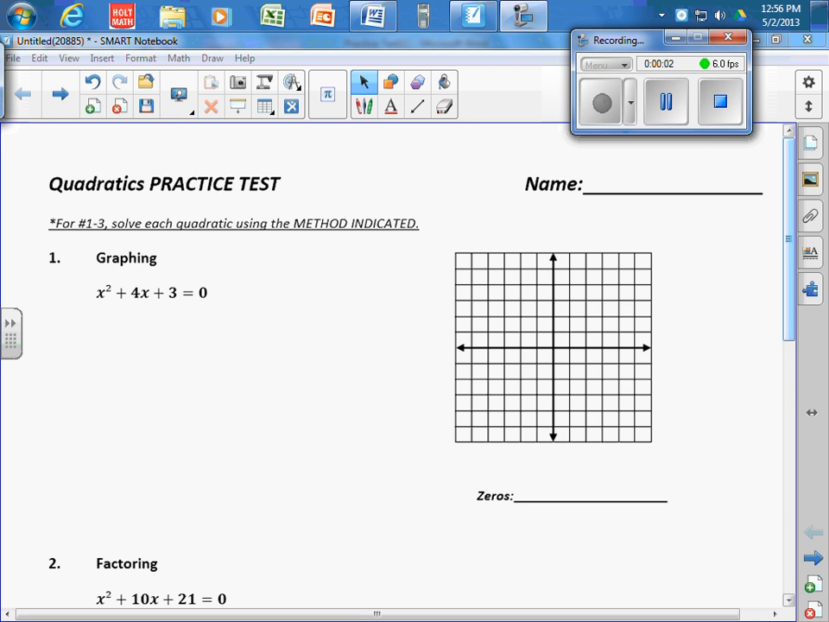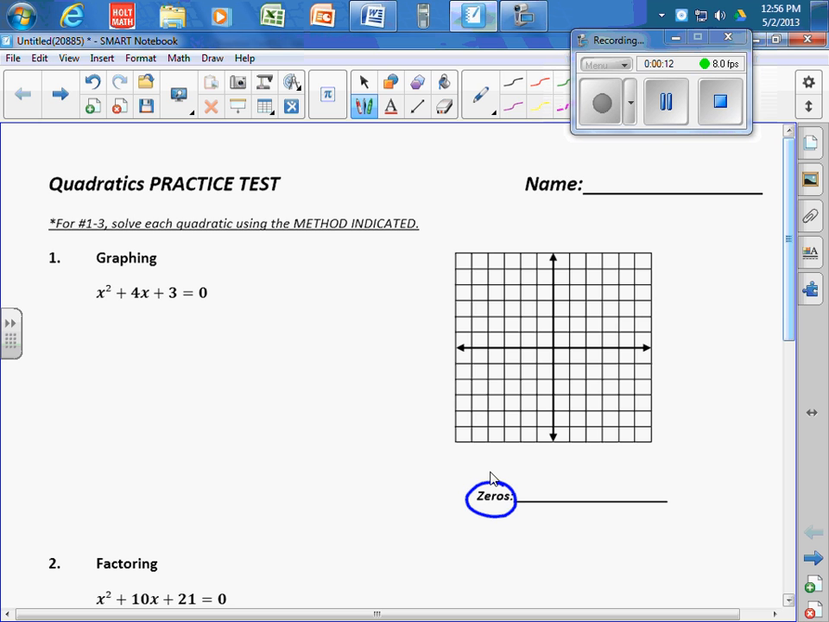All right, so let's take a look at this quadratics practice test. First thing you're going to do is graph a parabola for me. And to find the zeros, what we're talking about here, again, is where it crosses or touches the x-axis. I'm going to be looking for several things on this problem. Number one, the axis of symmetry.